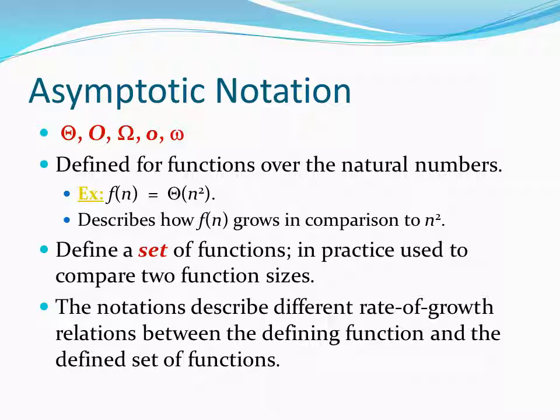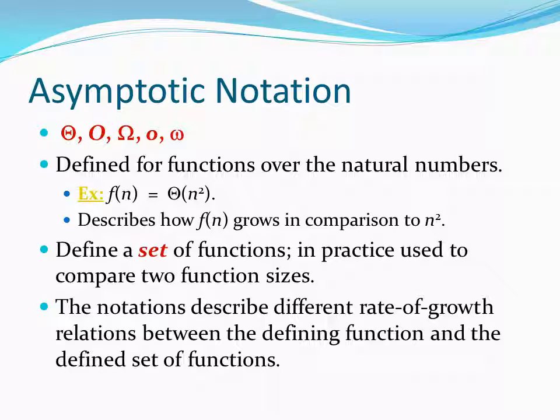Here I have listed some notations: omega notation, theta notation, little omega notation, big O notation, and little o notation. These are the five notations that can be used for representing the time complexity. But actually we can use only three notations: one is omega, next one is big O, and another one is theta notation.